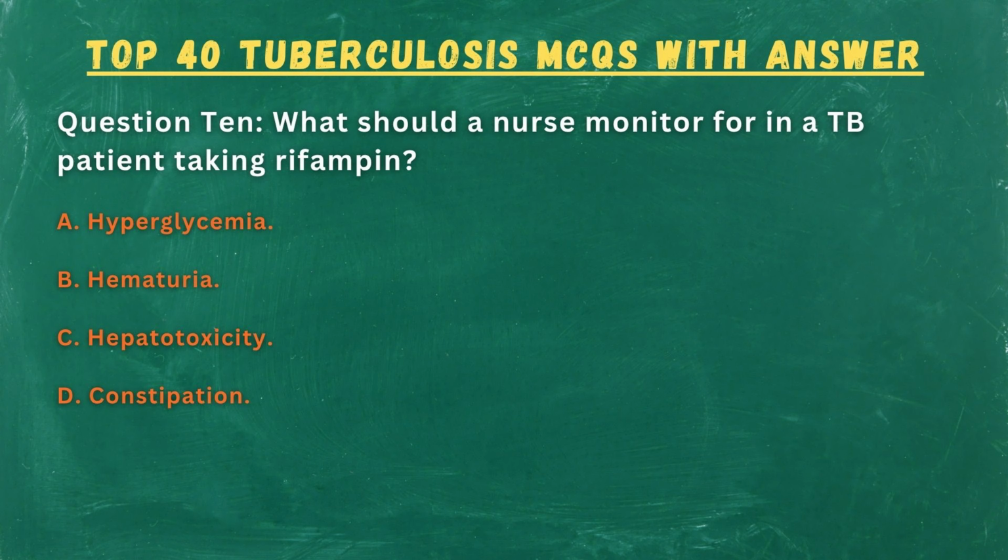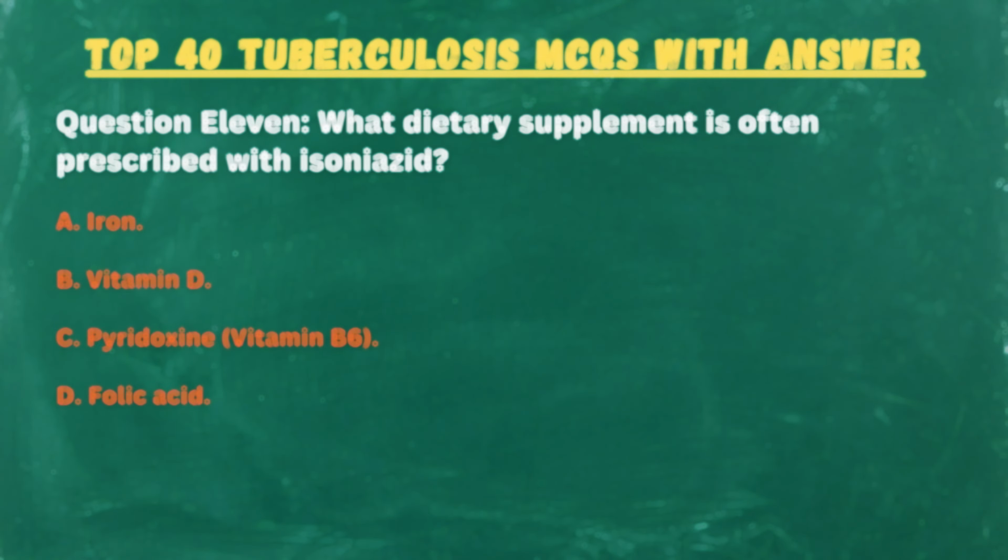Question 10. What should a nurse monitor for in a TB patient taking rifampin? A. Hyperglycemia. B. Hematuria. C. Hepatotoxicity. D. Constipation. Answer. C. Hepatotoxicity.